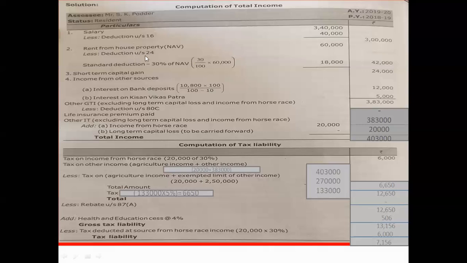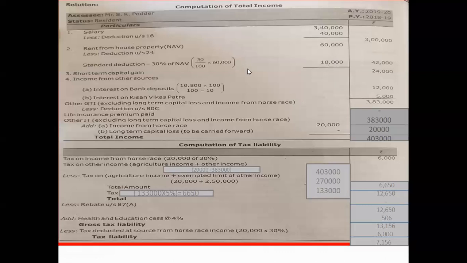Now from that we need to claim the deductions under section 24, that is 24(a) standard deduction at 30% of net annual value. The net annual value is 60,000, so 30% of that gives 18,000. So income is 60,000, deduction is 18,000, and the balance amount 42,000 is the income from house property.